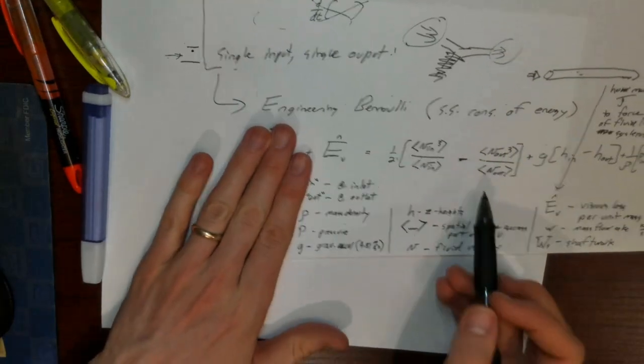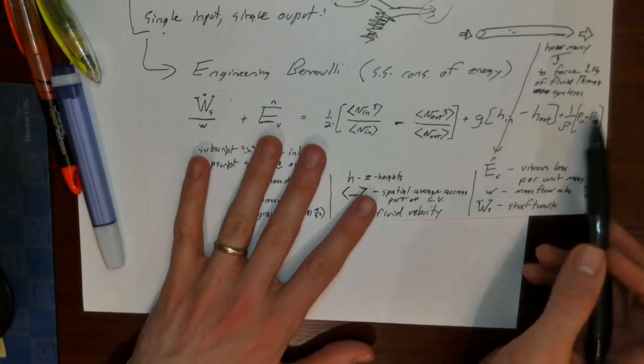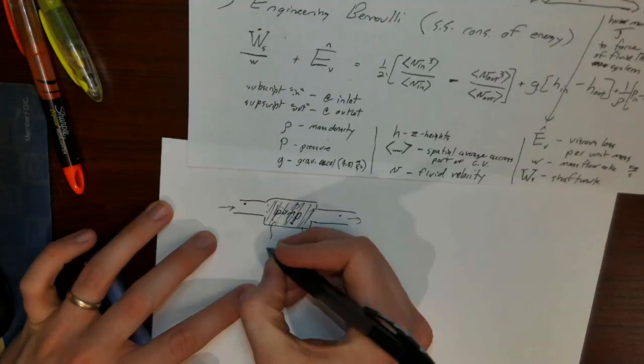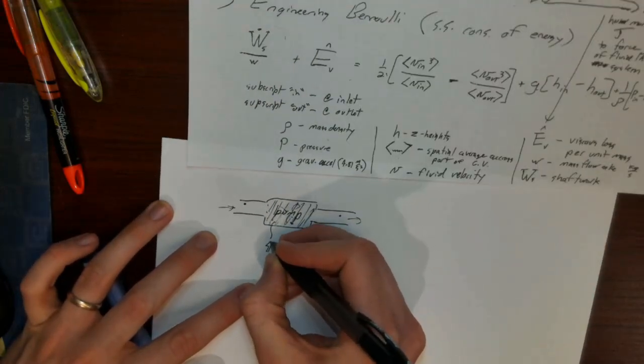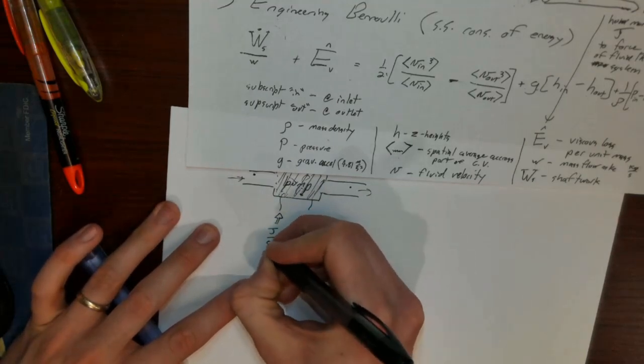And since it was convenient for all of these other terms to describe them on a per unit mass basis, if I have some power going into the pump, we talk about electrical power usually in watts or in joules per second.